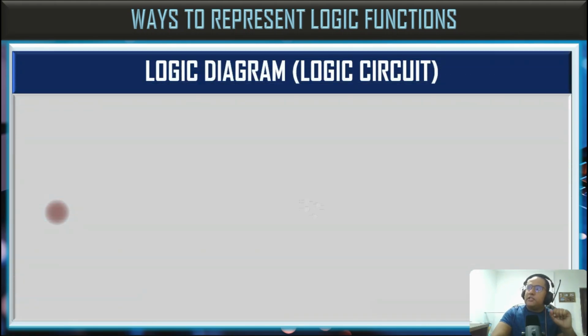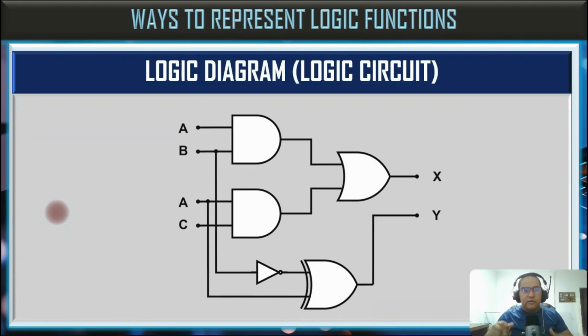So, the logic diagram. The logic diagram, also known as logic circuit, is a graphical representation that shows how logic gates are interconnected within a digital system. Each symbol in a diagram represents a specific logic gate, such as AND, OR, NOT, NAND, NOR, XOR, or XNOR. And the lines connecting them illustrate how signals flow from the inputs to the output. This way, the logic circuit allows us to visualize a physical implementation of a logic function. That is, how it is actually built using real gates and connections.